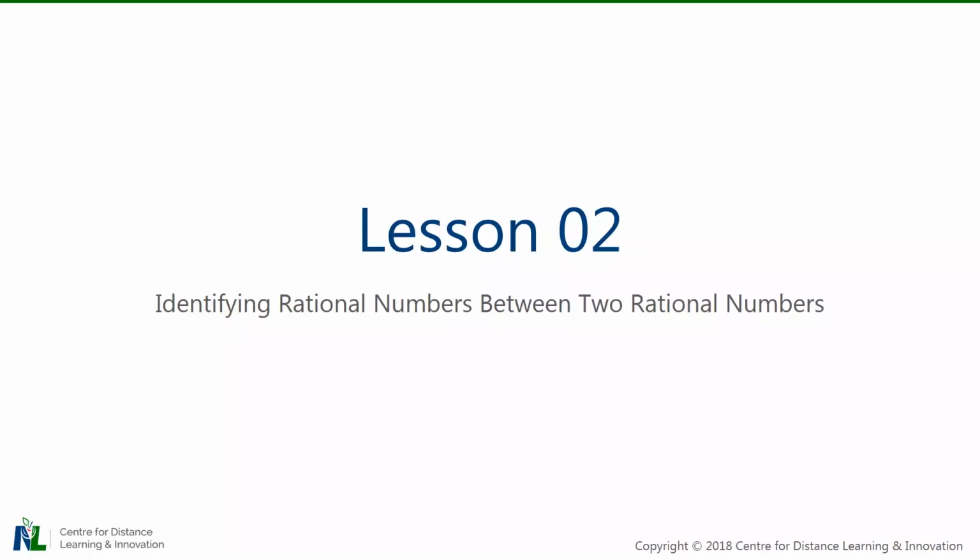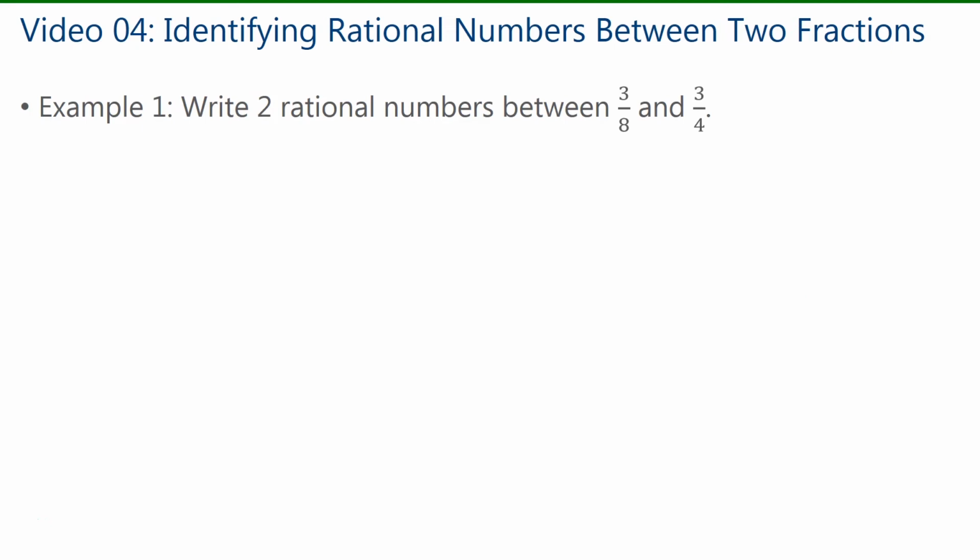We will continue our work in Lesson 2 of identifying rational numbers between two rational numbers by looking at some fractions. So example 1 wants us to write two rational numbers between 3/8 and 3/4.